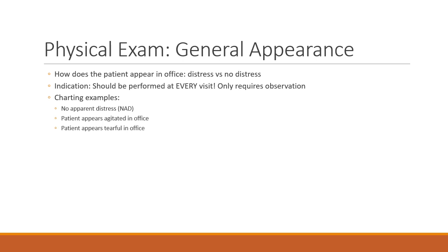The most typical response you'll see is no apparent distress, or NAD, which means that the patient presents calmly without any distress. In charting, we use acronyms, and you'll see a few of them here while we're charting. NAD is one of them. So while you're getting started, it may be best for you just to write them out. Now, with that being said, if a patient is in distress, do not put NAD because that would be false. Instead, document how they are presenting. If agitated, state patient appears agitated in office. If tearful, state patient appears tearful in office. State how they are presenting.